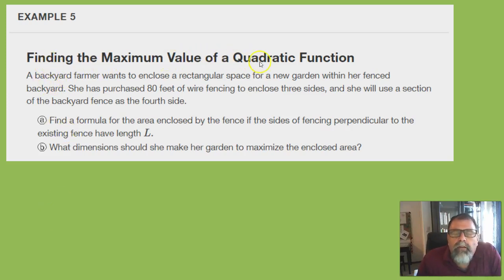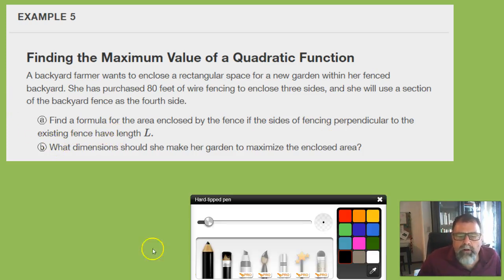Finding the maximum value of a quadratic function. A backyard farmer wants to enclose a rectangular space for a new garden within her fenced backyard. She has purchased 80 feet of wire fencing to enclose 3 sides, and she will use a section of her backyard fence as the 4th side. Find a formula for the area enclosed by the fence if the sides of the fencing perpendicular to the existing fence have length L. All right, so let's make a drawing.